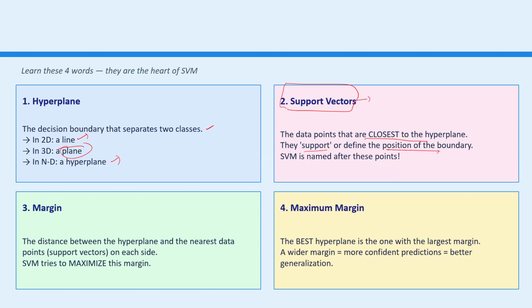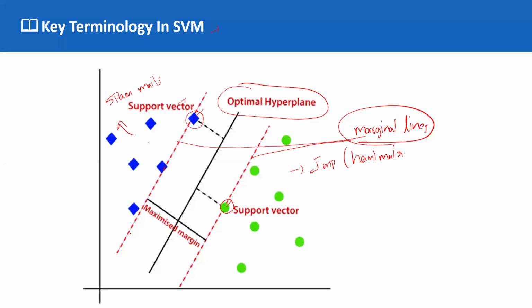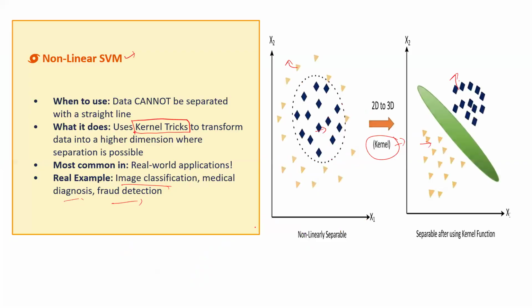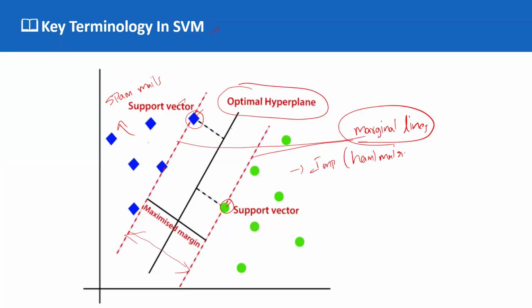Then the distance between the hyperplane and the nearest data points, the support vectors on each side, you maximize that. See, this is nothing but the margin. This is the margin. Whatever distance you are maintaining between the two margin lines, that is the margin.